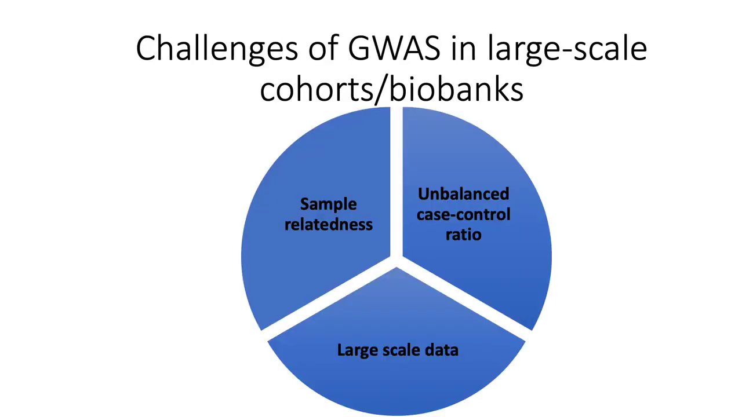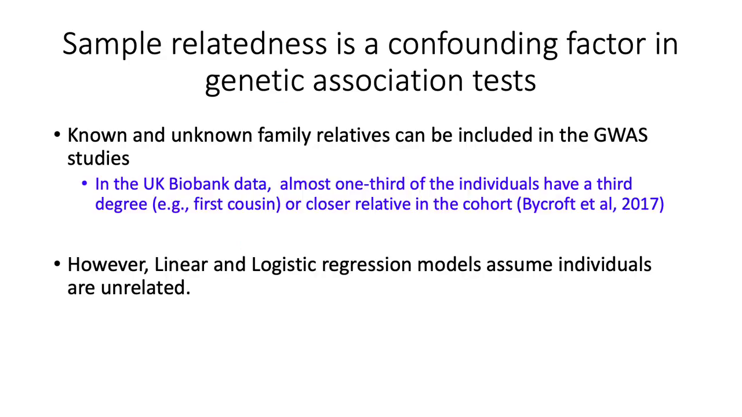Here, three main challenges of GWAS in large-scale biobanks and cohorts are listed, including sample relatedness, large-scale data sizes, and unbalanced case control ratio of binary phenotypes. First, let's take a look at the sample relatedness. Sample relatedness is an important confounding factor in the genetic association tests that needs to be accounted for.